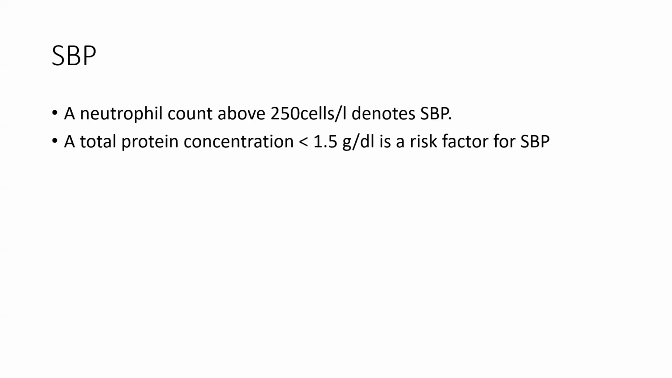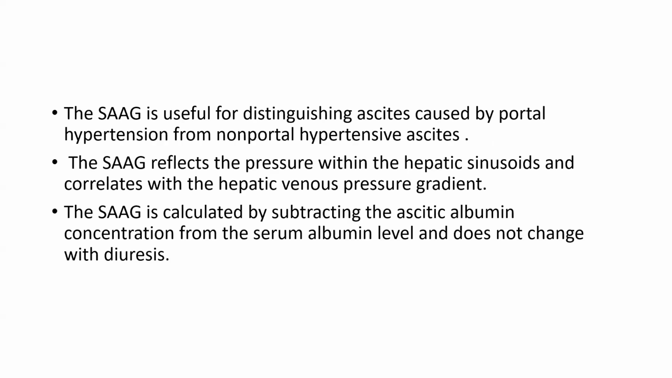So, how to diagnose spontaneous bacterial peritonitis? In our ascitic fluid, if the neutrophil count is more than 250 and the protein concentration is less than 1.5, then that again points towards spontaneous bacterial peritonitis.